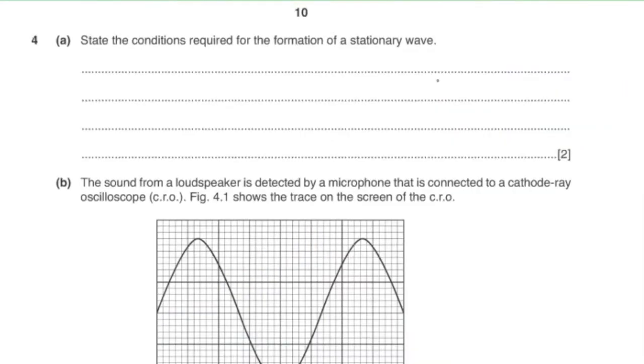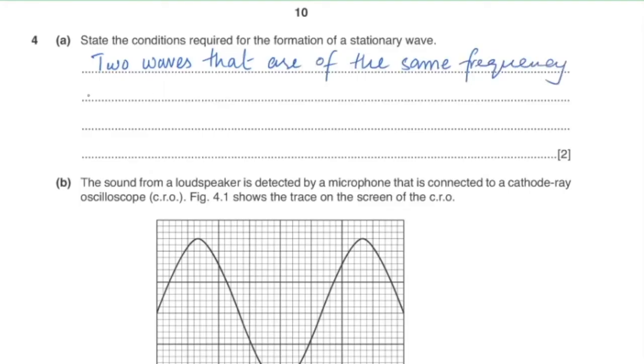Question number 4, part A, state the conditions required for the formation of a stationary wave. So the two waves, which are the incoming waves, are of the same frequency or wavelength, and they are traveling in opposite directions to each other. When they overlap, that forms a stationary wave.